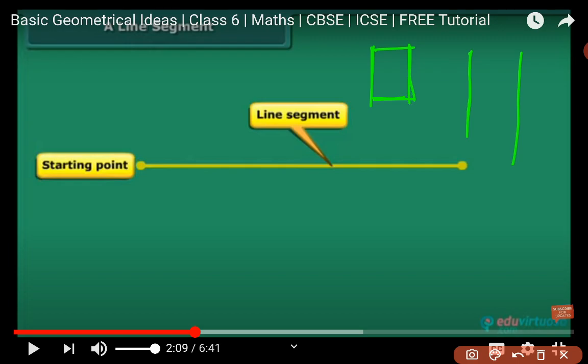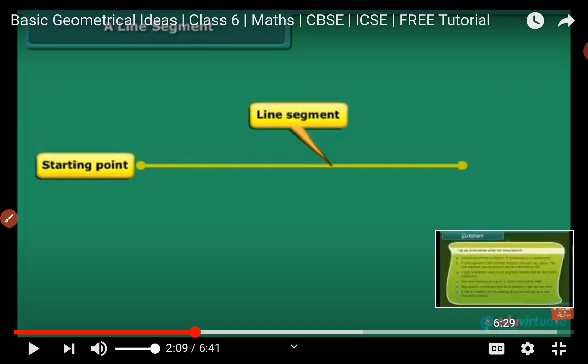So what is a line segment? It's the shortest distance between 2 points. All right, okay, you can continue watching this.